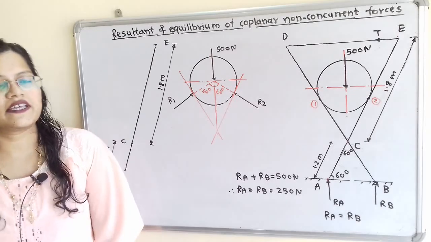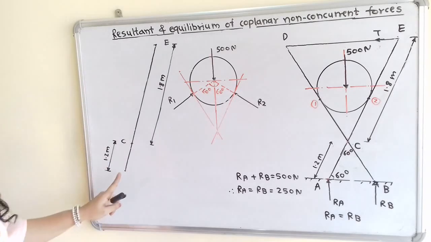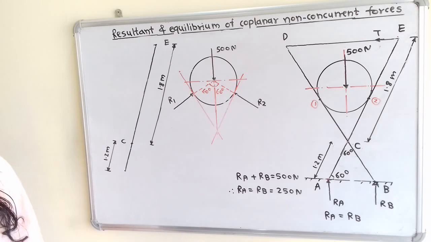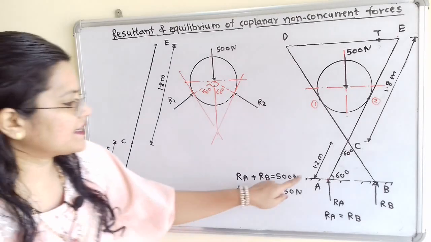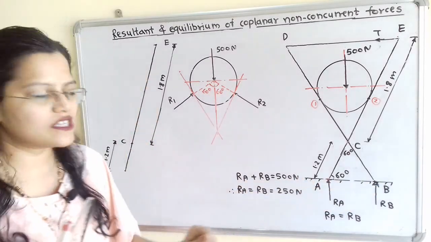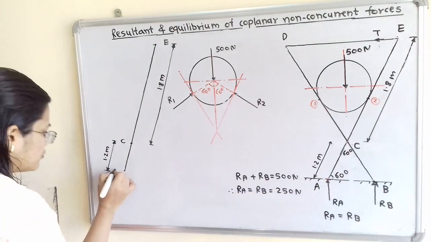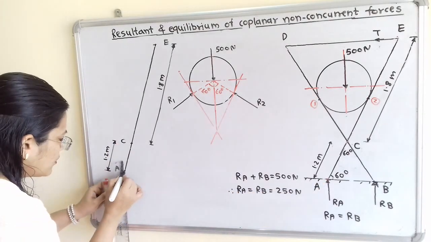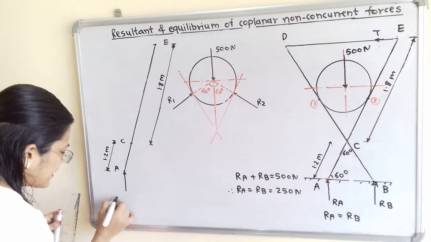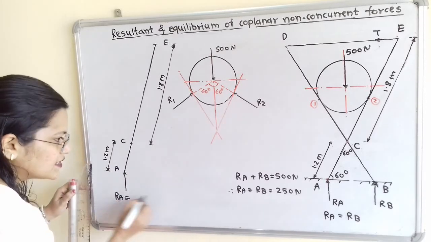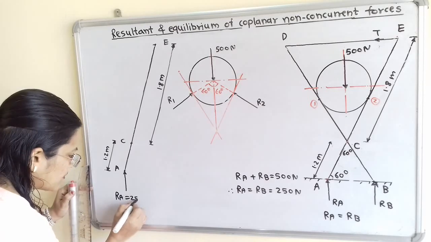We will consider the equilibrium of the cross piece A to E. If we observe, this point A is in contact with the horizontal surface and reaction RA is in the upward direction. So at point A we will show the reaction in the vertical direction, and this RA is equal to 250 Newton.